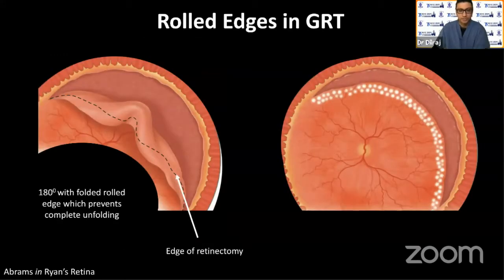Another situation where a retinectomy is helpful are in cases where you have rolled edges in a giant retinal tear. So when you have a large retinal tear with rolled edges that prevents complete unfolding even under perfluorocarbon, you may want to trim the edges of the tear in order to extend the natural retinectomy that is performed, and then also similar to other concepts in retinectomy, extend it a little bit into the healthy retina depending on the position of the tear.